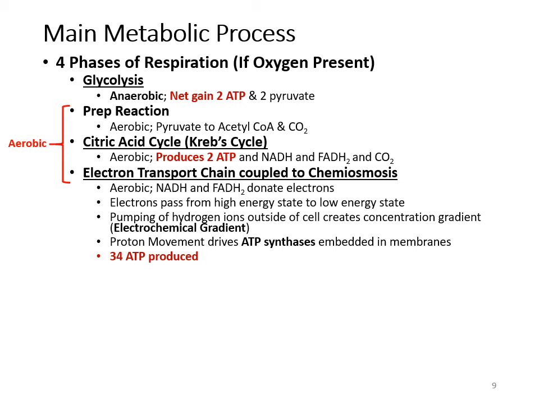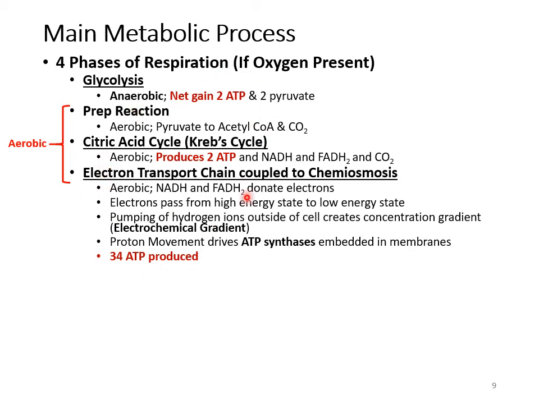Make note that glycolysis does not require oxygen, but the other three do. And make note that the prep reaction is the only step in this process that does not yield ATP. And the last thing to note here is how much total ATP can that cell get from one glucose.